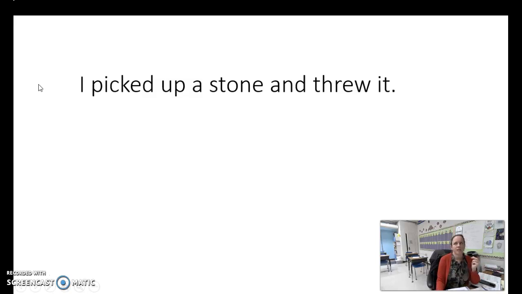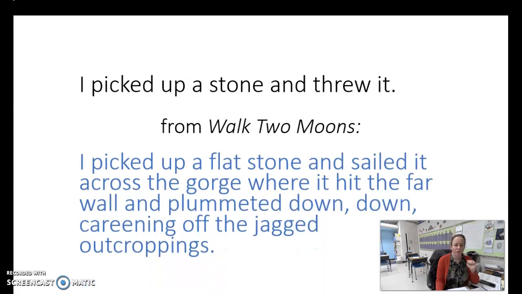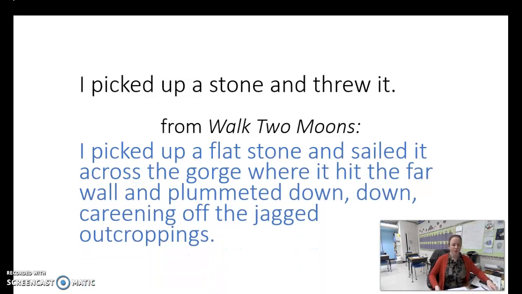This was when Sal is in the story, and she's describing her picking up a stone and throwing it. So from Walk Two Moons, it said, I picked up a flat stone and sailed it across the gorge where it hit the far wall and plummeted down, careening off the jagged outcroppings. Did that sentence help you create a better visual of the stone and how it sailed through the air, how it fell, and how and when it landed? Absolutely, because the sentence written by Sharon Creech required much more visualization than the first sentence that I read.